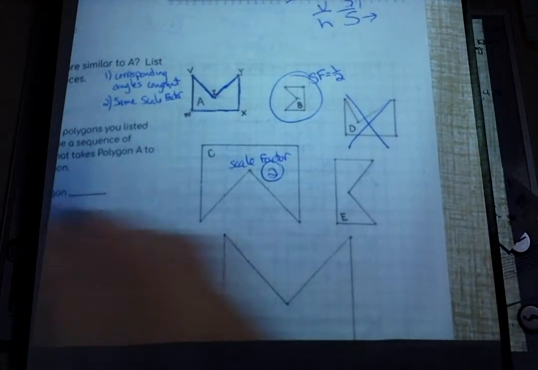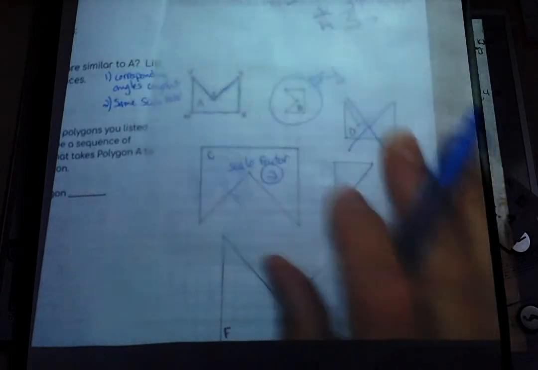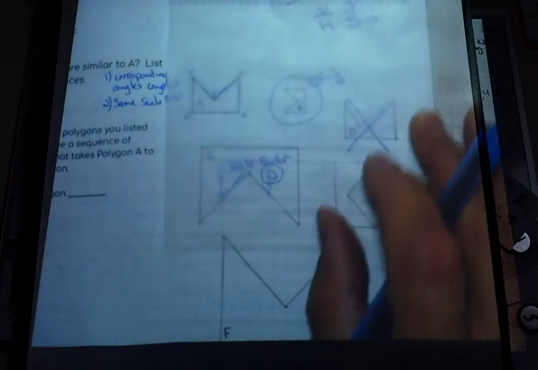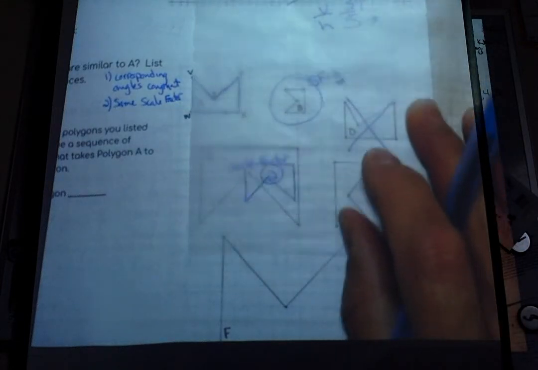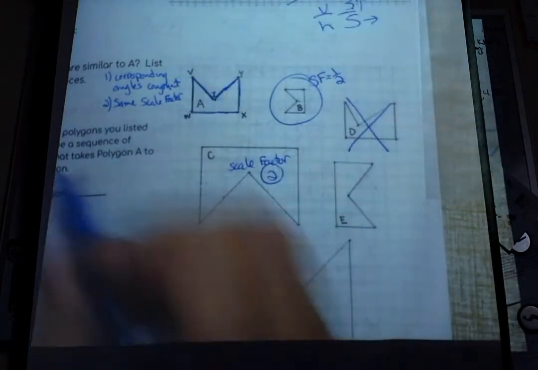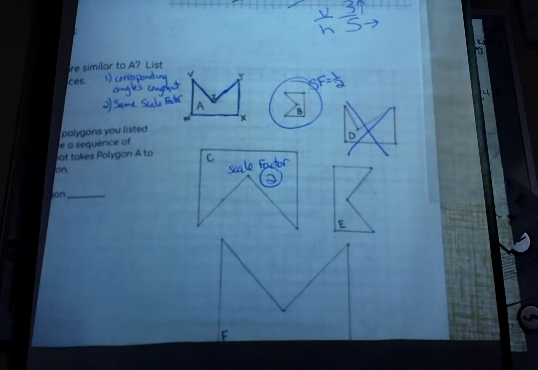So we know that, and we tested all the angles. It's the same exact. 90s work. This angle works. Down here, this angle is the same. Down here, it's the same, and the 90s work. So we know C works. B and C. All right, let's test E.